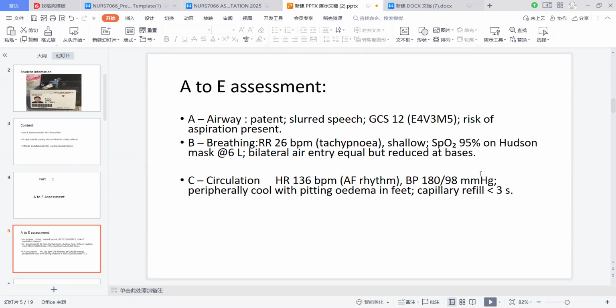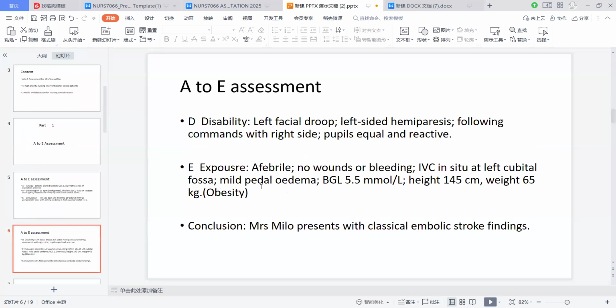And for her circulation, her heart rate is 176 beats per minute, and her blood pressure is 139. She also has an irregularly irregular pulse, and capillary refill is less than 2 seconds. For her disability, she has a left facial droop, and she also has a left-sided hemiparesis. She can follow commands with her right side, which is normal, and her pupils are equal and reactive.